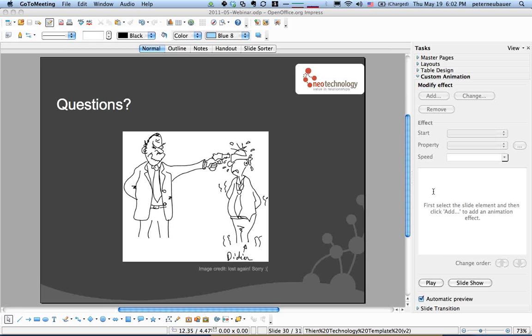Okay, another question. Neo4j is JTA capable. Can it be used with Spring and add transactional annotations? Does it work with Atomikos? It does. We are fully JTA compliant.